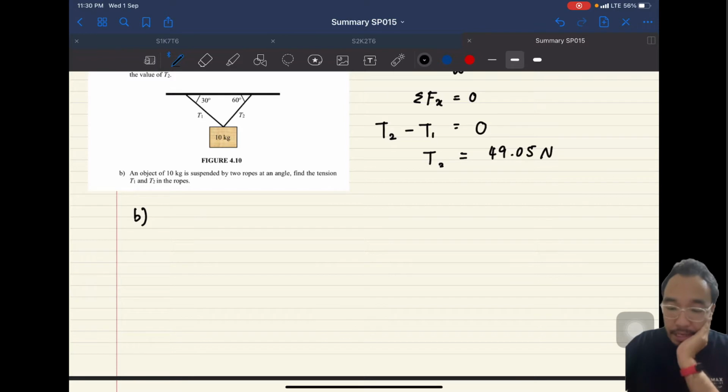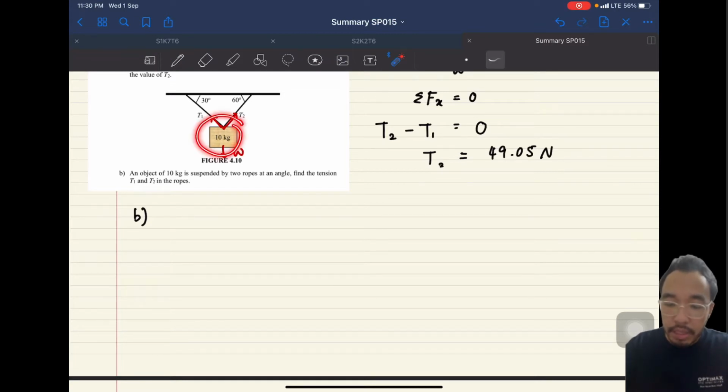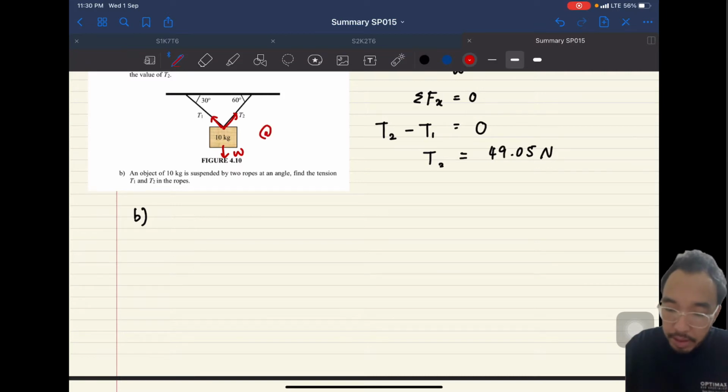Question B. You have an object suspended by two ropes at an angle, so you have two ropes, T1 and T2. Whenever you have more than one rope, you cannot assume that the tension is the same, so it could be two different tensions. If I want to draw the free body diagram, I have T2 over there, T1 over there, and obviously I need to have my weight as well. This is more logical, so you have Ty that will balance off the weight. Again, this is at equilibrium. You can think of it like something that is hanging and not moving anymore.